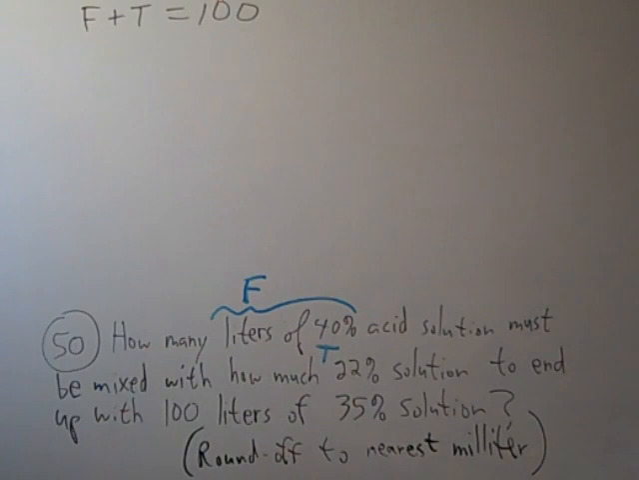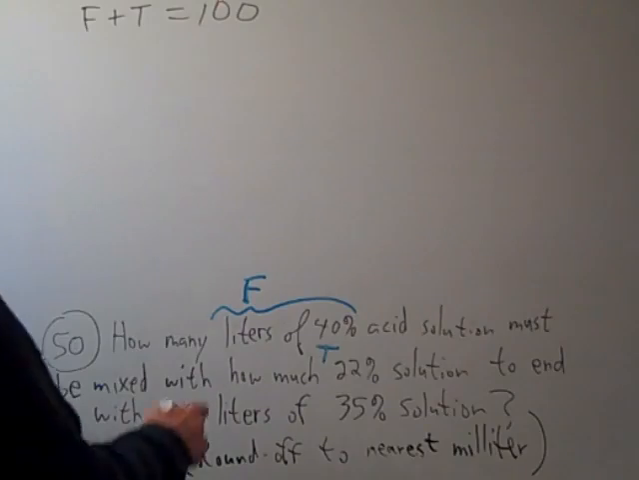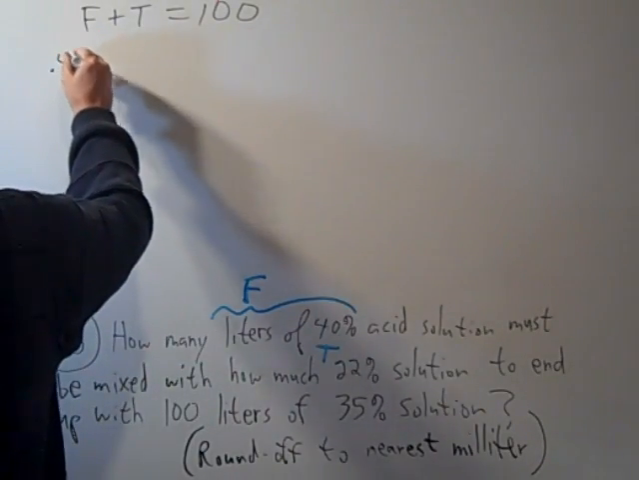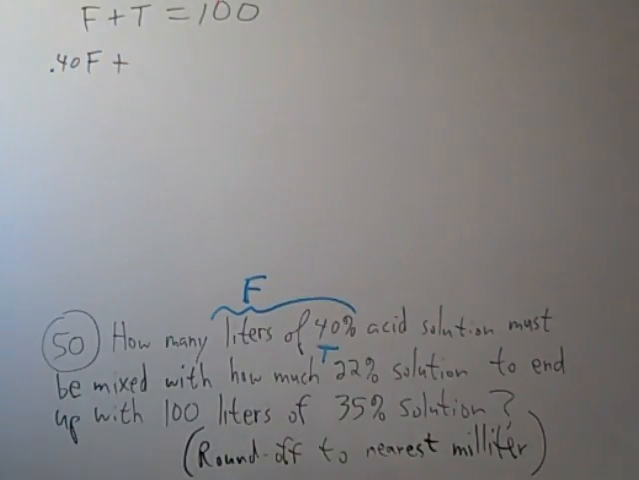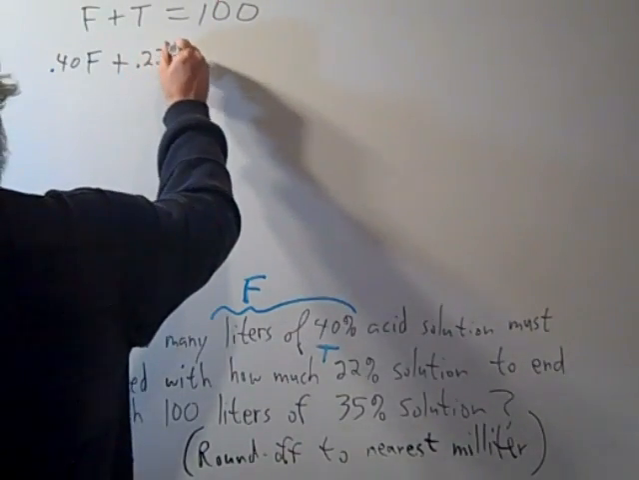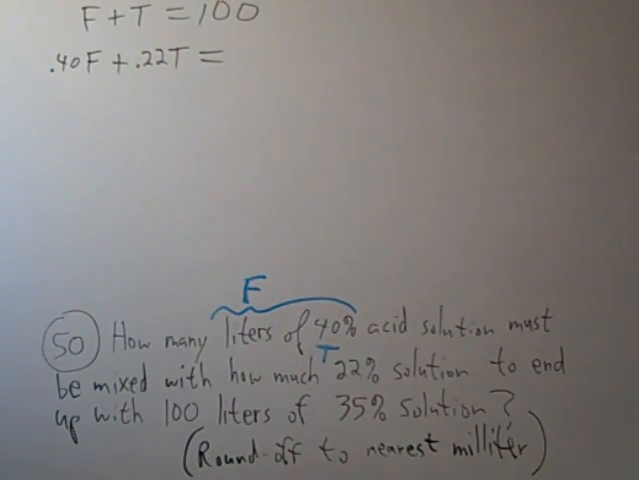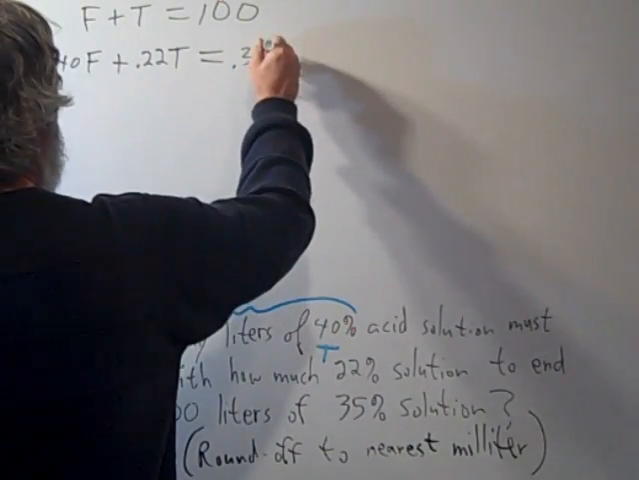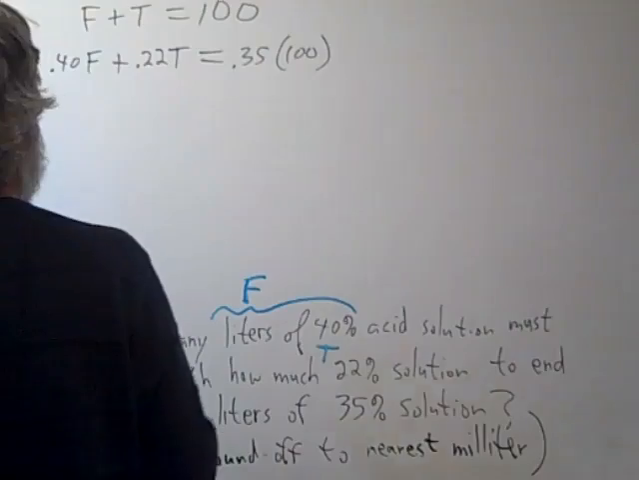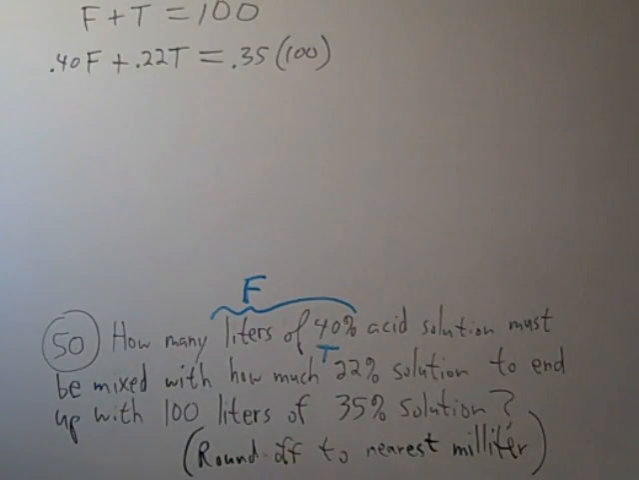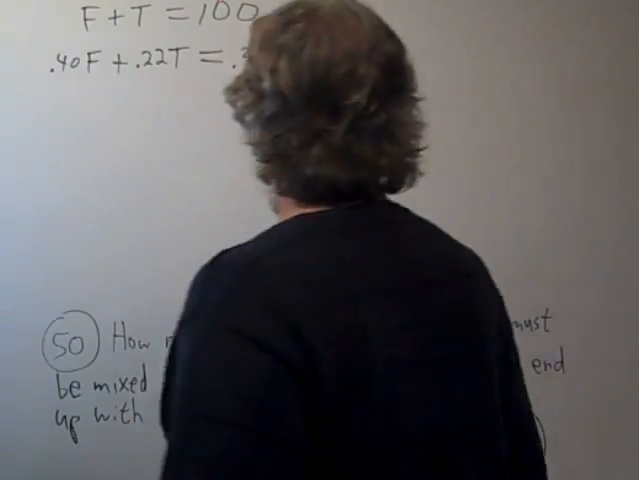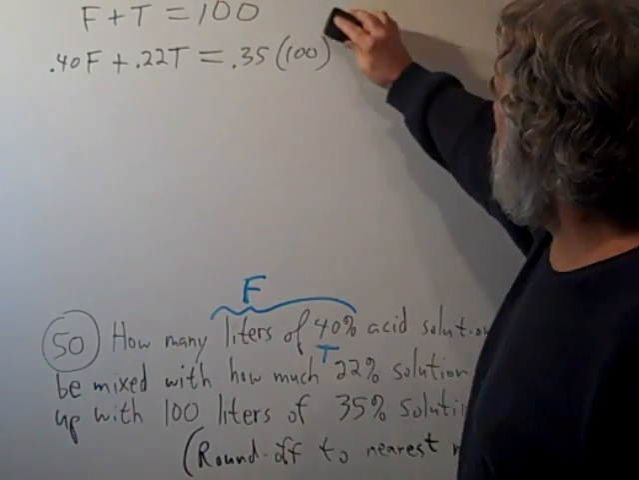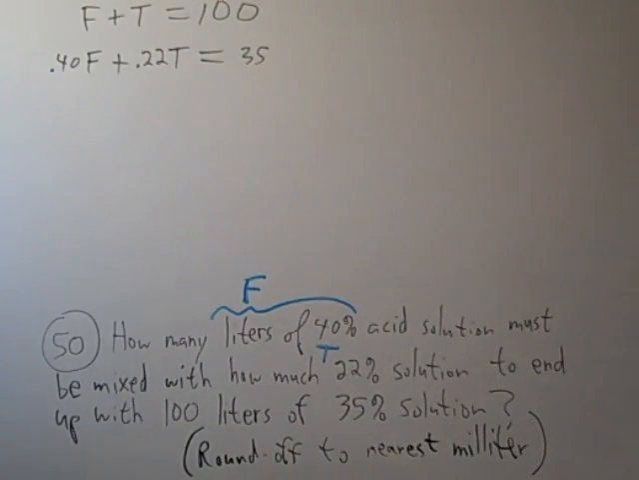Now, how much of this is acid? This is 40% acid, so 40% of F is acid. That's how much acid is in the 40% solution. And in the 22% solution, it's 22% acid, so 0.22T is how much acid is in that solution. We want to end up with 100 liters that is 35% acid. So 35% of 100 is what goes on the other side there. And that's equal to 35. 0.35 times 100, or 35% of 100, is 35.